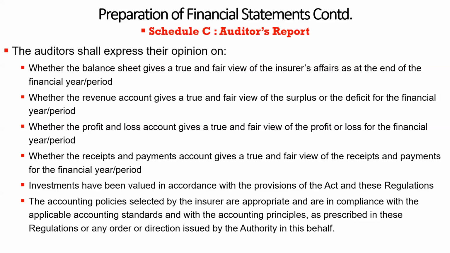So if you come to this one by one, it says the balance sheet gives a true and fair view of the insurer's affairs at the end of the financial year, because the balance sheet shows the final balances, the balance of assets and liabilities. From the revenue account, we generate the revenue profit or loss. From the profit and loss account, we get the actual profit or loss after considering investment income, other income, and all other things which are not related to insurance. Receipt and payment is like a cash flow. So these are 4 things.